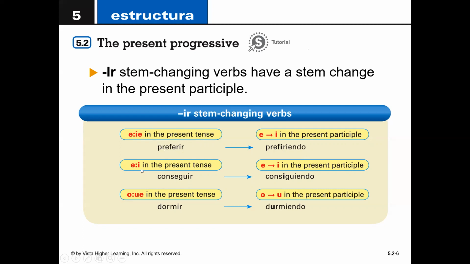Conseguir is an E to an I stem change, a different type from E to IE. So the E turns to an I here: consiguiendo, okay? And then dormir is an example of an O to UE stem change, of which there are not very many. So the O turns to a U: durmiendo. You don't say dormiendo, you say durmiendo. So these are three of the relatively, I wouldn't say common, because you don't really say estoy prefiriendo mucho, pero ahí está.